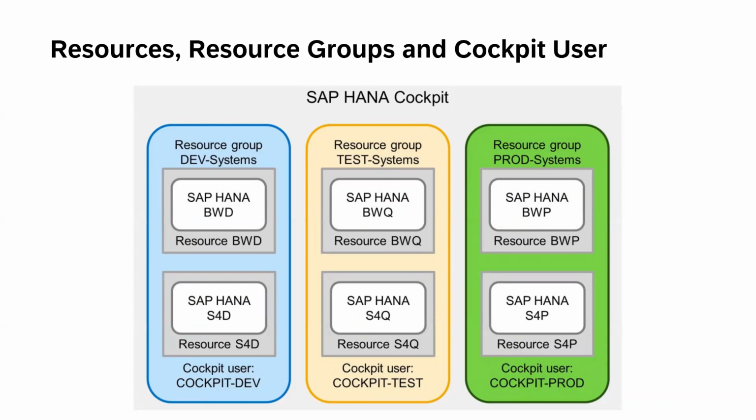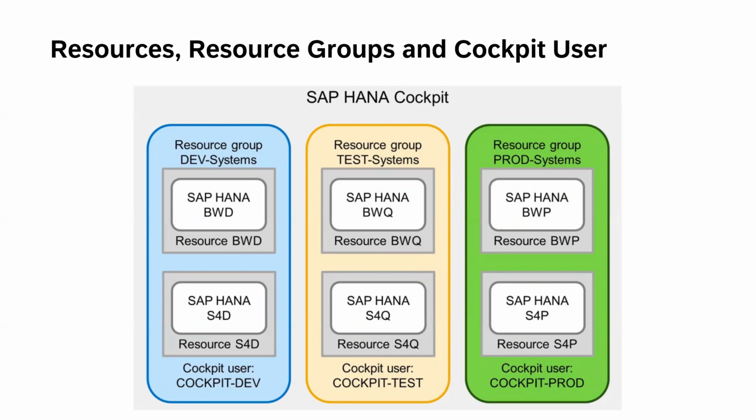You will have an S4 HANA landscape where you will have your development, quality and production system. Then you might have your BW for HANA landscape where you will have your development, quality and production, or maybe only development and production for your BW for HANA layout. Then you might have any other layout, for example, a CRM for HANA or something like that. So you will have different landscapes.